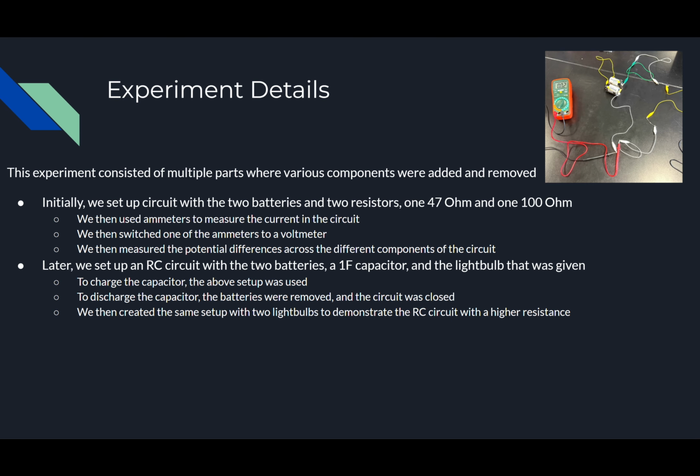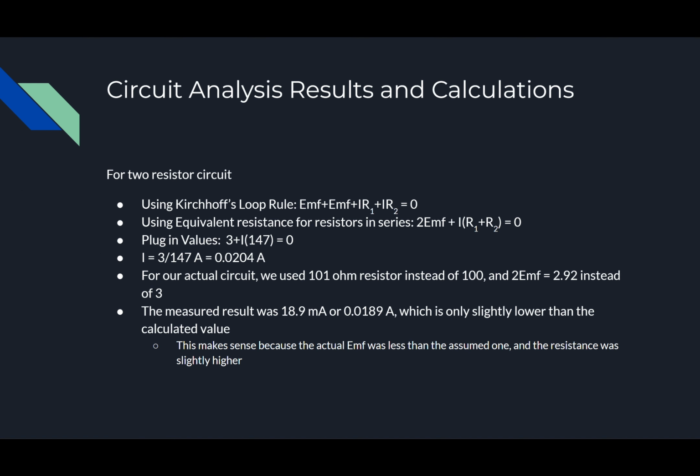Initially we're setting up the circuit with the two batteries and the resistors, and then we're using ammeters and voltmeters and switching them around to measure different things. Then later we're setting up an RC circuit, we charge the capacitor, and then we discharge the capacitor, and we time both. Then we use the same setup with two light bulbs to demonstrate an RC circuit with higher resistance.